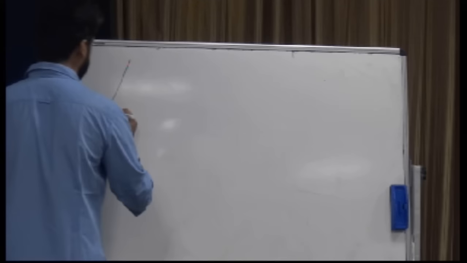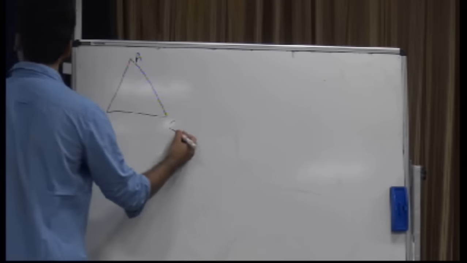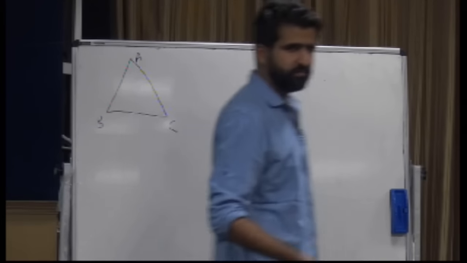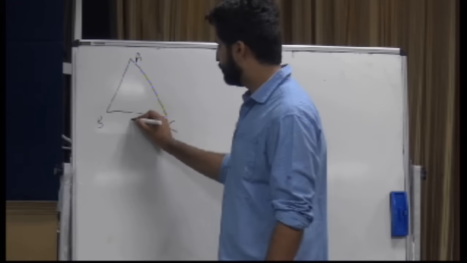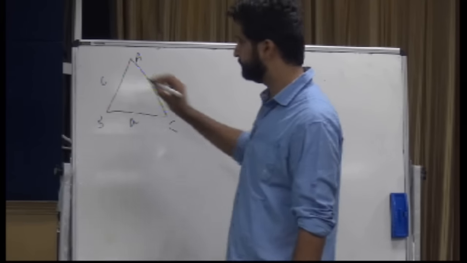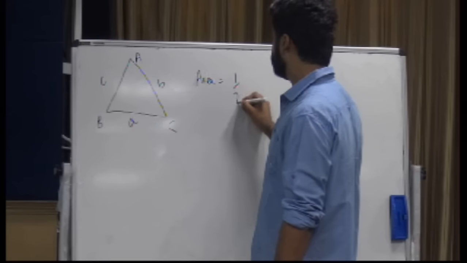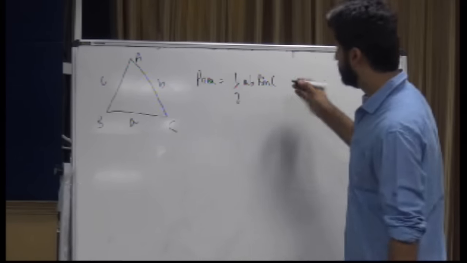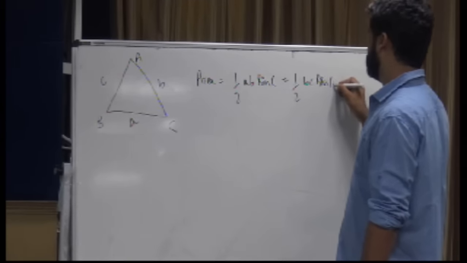So let's suppose in a triangle ABC, you want to find the area of the triangle. Okay, there are plenty of ways, but one way using trigonometry is, if you know all the sides a, b and c, then the area of the triangle is written as half ab sine C, and this is equal to half bc sine A.